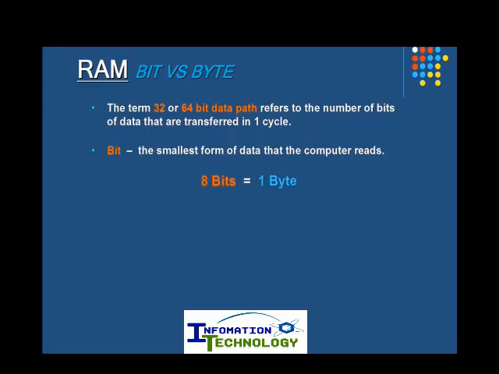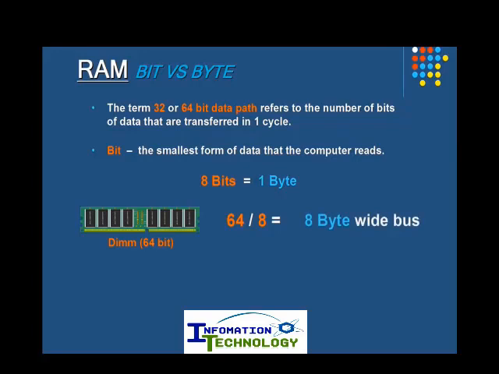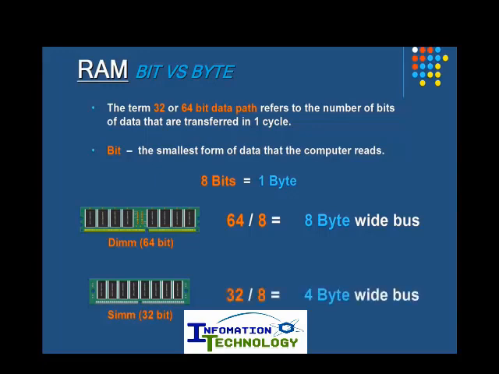So if a memory DIMM is rated to have a 64-bit data path, then that means that it has an 8-byte wide data path, or bus, because 64 divided by 8 equals 8. And if a memory SIMM is rated to have a 32-bit data path, then that means that it has a 4-byte wide bus, because 32 divided by 8 equals 4. So that's why DIMMs are faster than SIMMs. Now this information will be useful in an upcoming lesson on how we determine the exact bandwidth of memory modules.